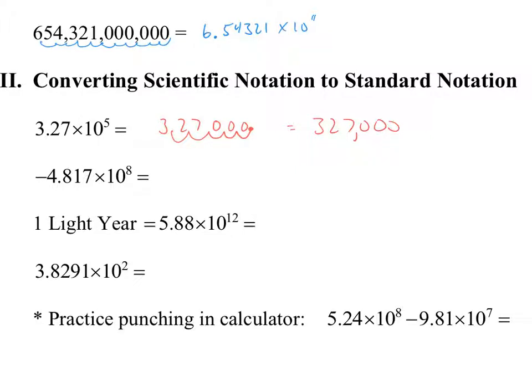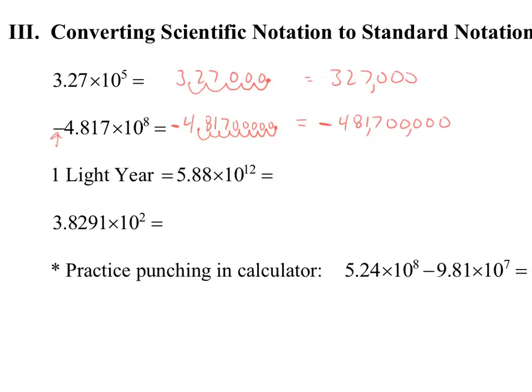So this next one, 4.817. How many places do I have to move it? 8 places. Well, it's a negative, so you just put your negative in front of it. 1, 2, 3, 4, 5, 6, 7, 8. Does it not matter whether it's negative or positive in this? The negative in front of the number here, your answer just means it's going to be a negative number. Doing okay, Zach? Good.